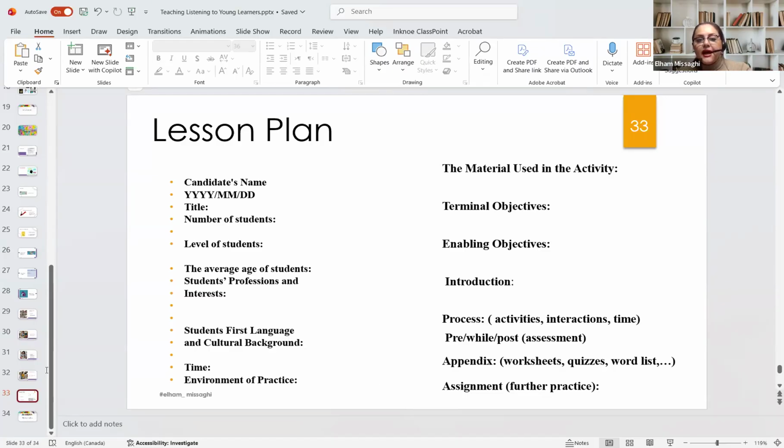Good. This is how you put the listening in your lesson plan. But I review the whole thing because the terminal objective is for the whole time of the class. But just some part of it is for listening. Usually for 90 minutes, you can work on 2 skills or maybe 3 skills, not more than that. It depends on the skills.